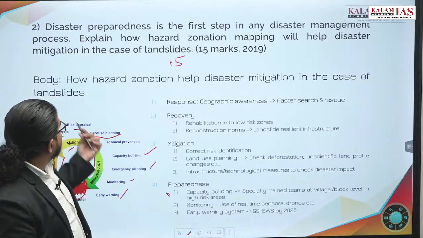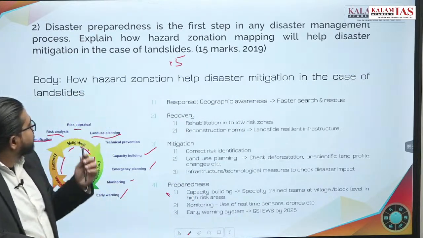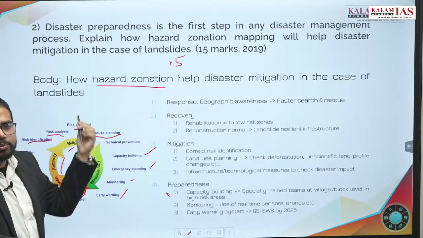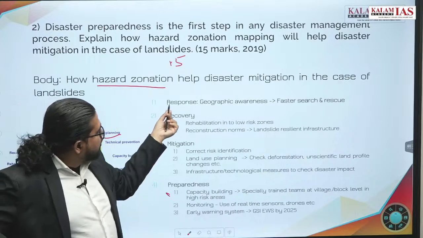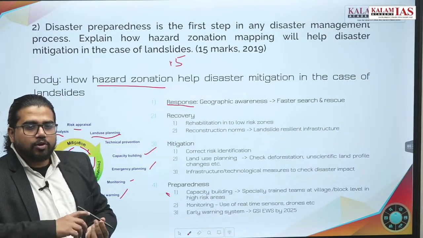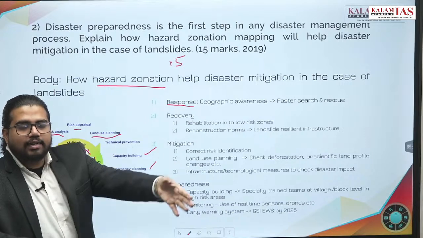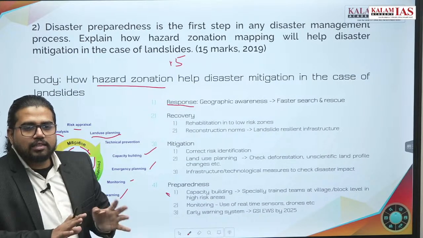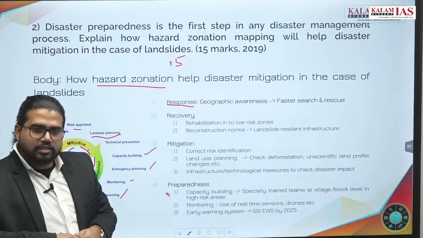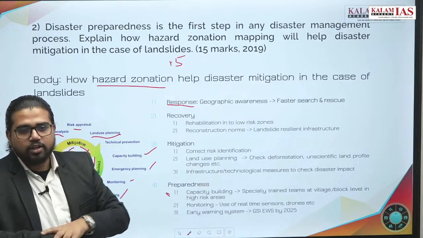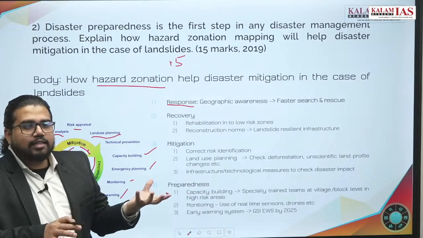So we are doing this question. What is asked? How does hazard zonation help disaster mitigation, especially in the case of landslide? So in response, how does it help? Response means, suppose a landslide happened, you have to go. What is the response? Rescue. Some houses will be down, with rock and debris all over the place. So you take up the rescue operation.